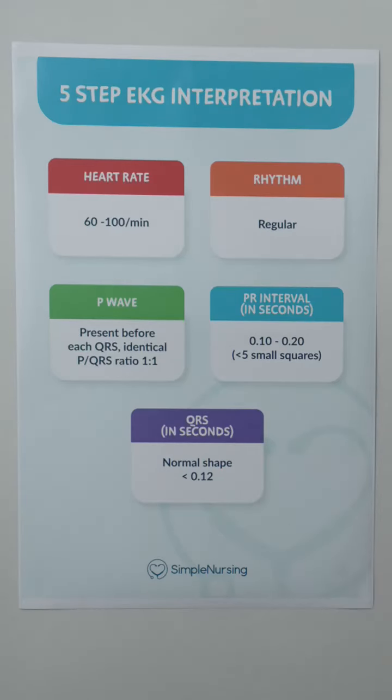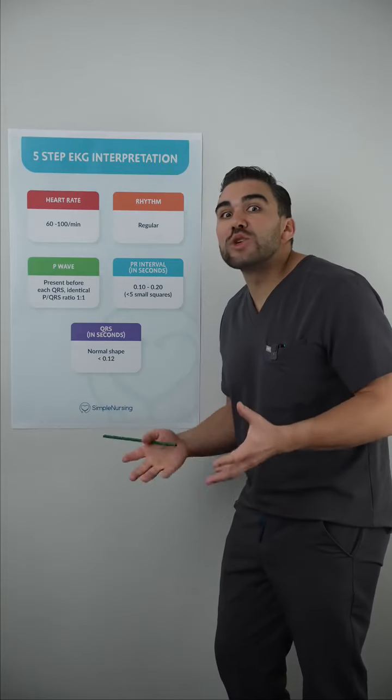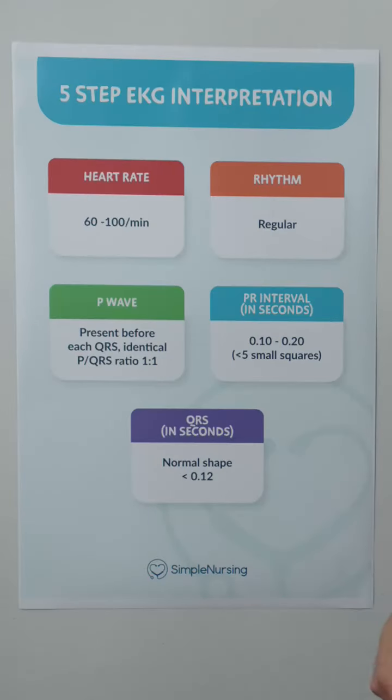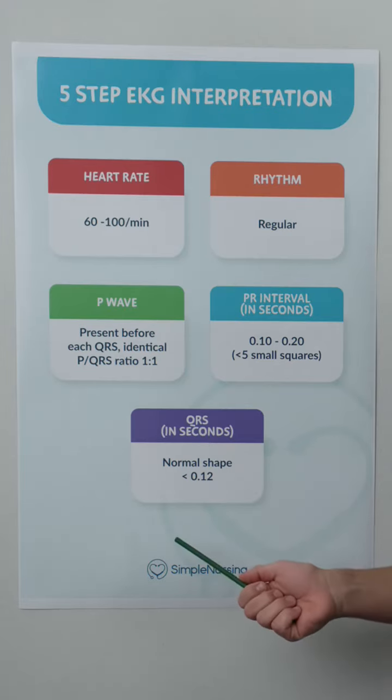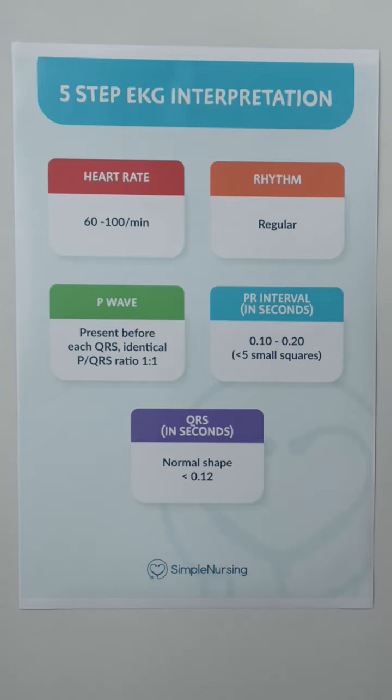Now, lastly is our QRS. The QRS is the ventricles pumping. So it should be normal and upright, and it should be less than 3 small squares, or basically 0.12 seconds.